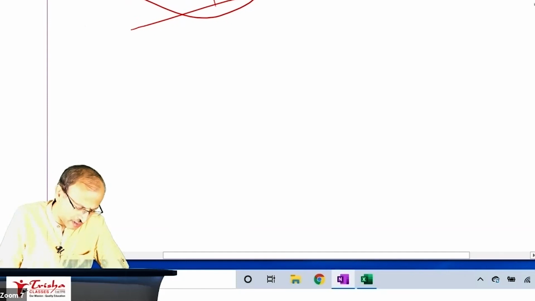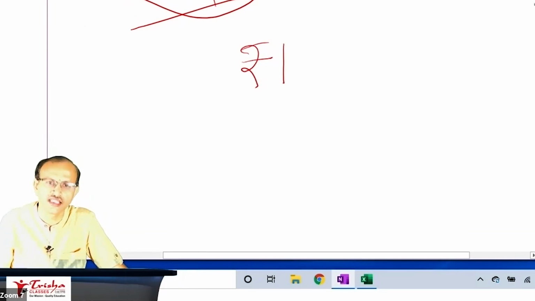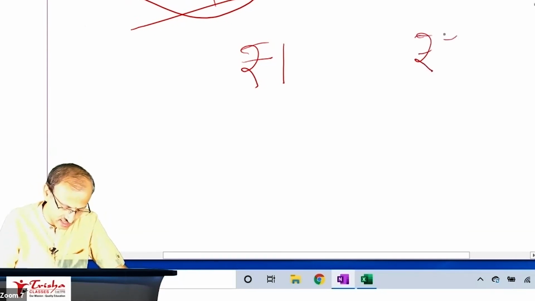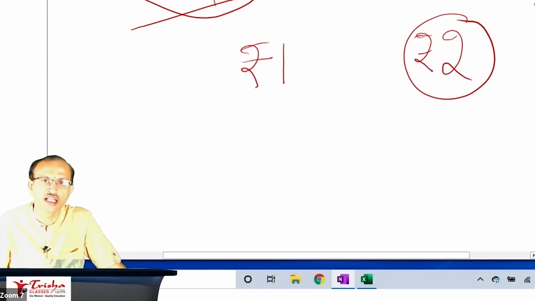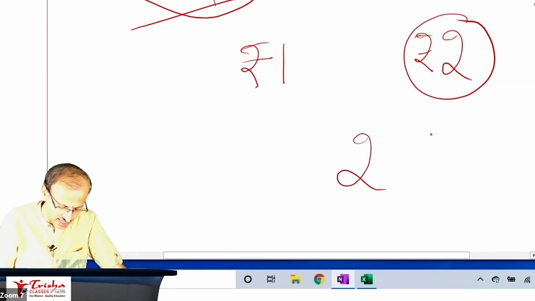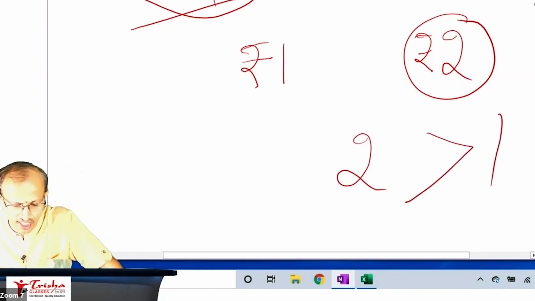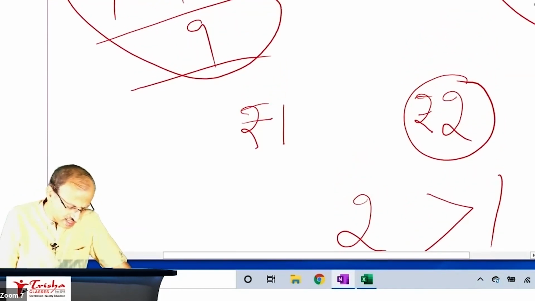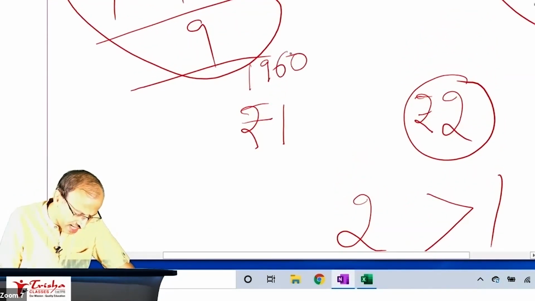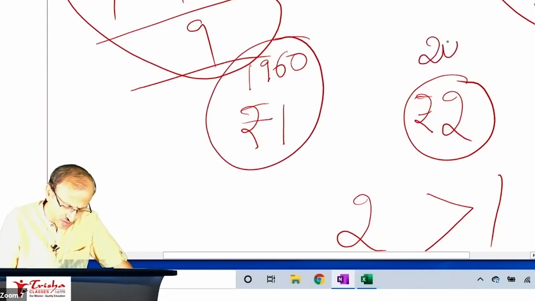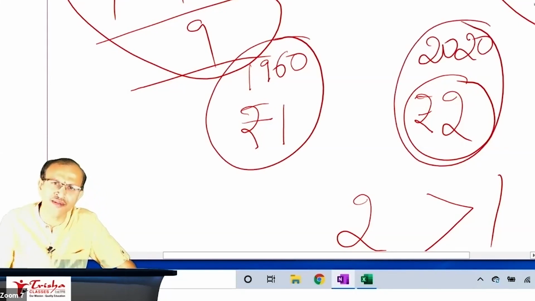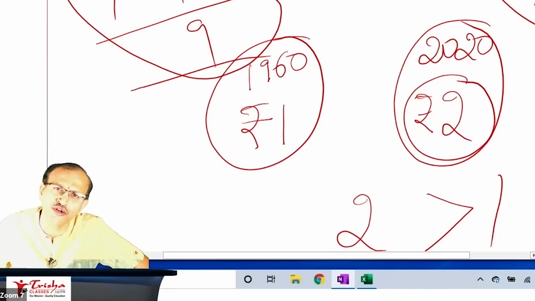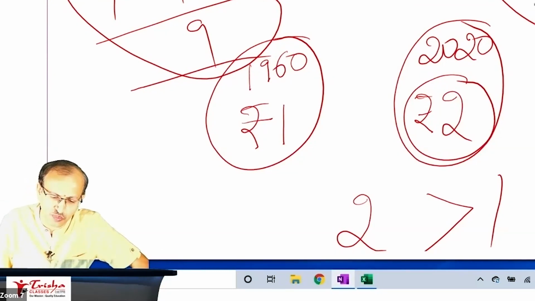I told you this example when I started. You all learnt 2 is greater than 1. But if I look at this example, 1960's your granny's 1 rupee, 2020's your 2 rupees. Tell me, is this 2 rupees more than that 1 rupee?